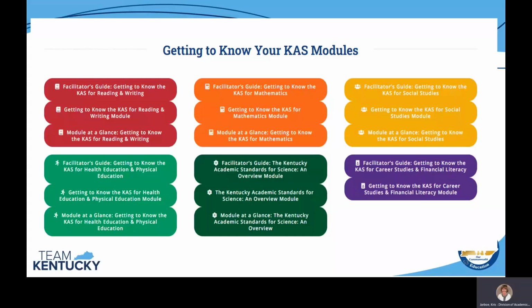For each content-specific module, there's a PowerPoint, a facilitator's guide, and an at-a-glance document, which is similar to what you saw previously. It's color-coded based on the discipline. So here you have your reading and writing. Here is health and physical education. The orange is mathematics, the green is science, the yellow is social studies, and then the purple is the career and financial literacy.